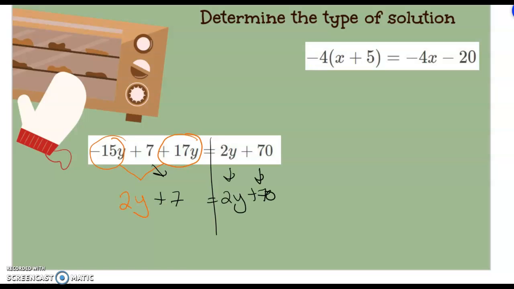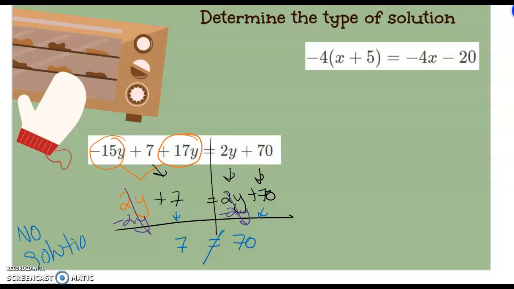So I have brought everything down. I need to move this orange 2y to the other side by subtracting it. What I'm going to be left with is 7 equals 70. Are those the same number? Absolutely not. So what type of solution is this? No solution. Make sure you put the slash through the equal sign.